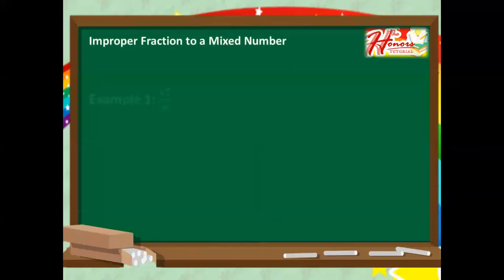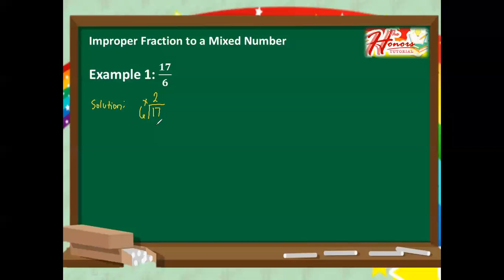Improper fraction to a mixed number. For example, number 1, we have here 17 over 6. This is an improper fraction because the numerator is greater than the denominator. So let's have our solution here. Let's divide. So it's 17 divided by 6. What is 17 divided by 6? That is 2. So we will write 2 here.